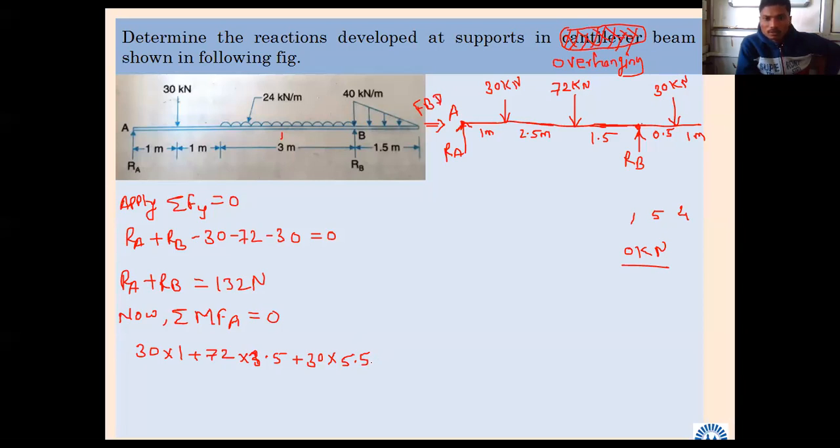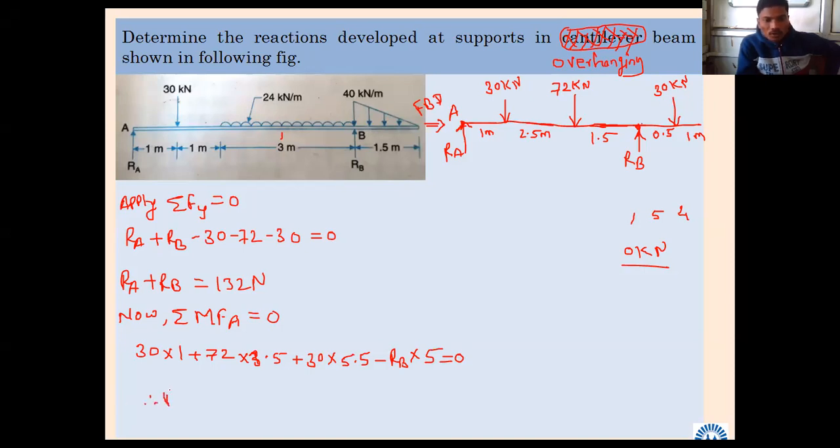Is anything remaining? RB, sir. RB. The object will rotate due to reaction RB with respect to point A anti-clockwise. It will be plus or minus? Minus. What is the distance of the line of action of reaction RB from point A? 5. Very good. Equal to 0.